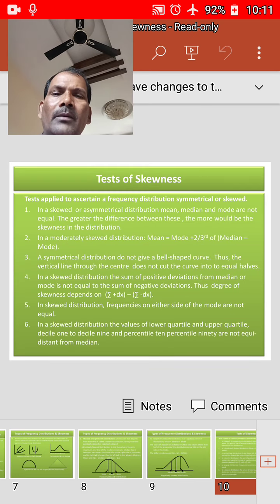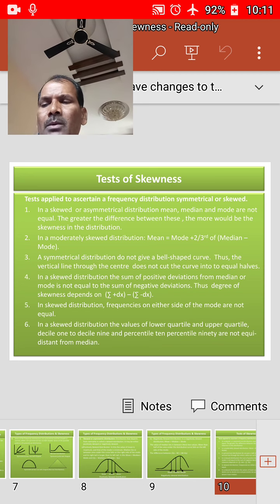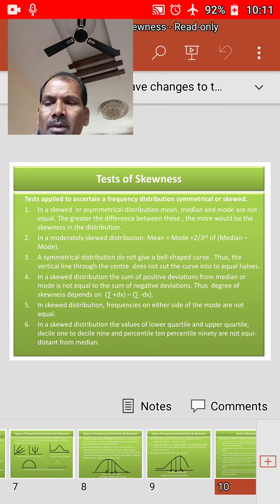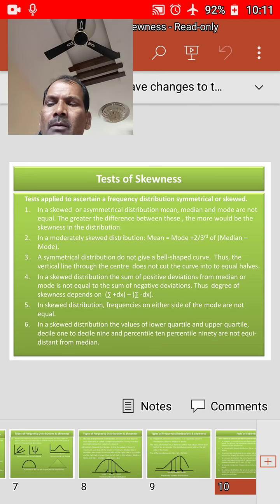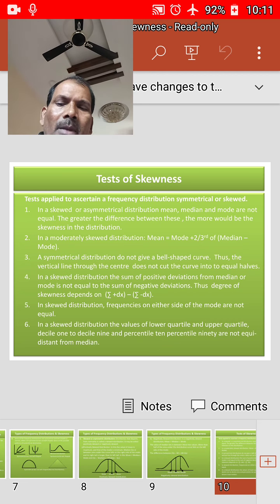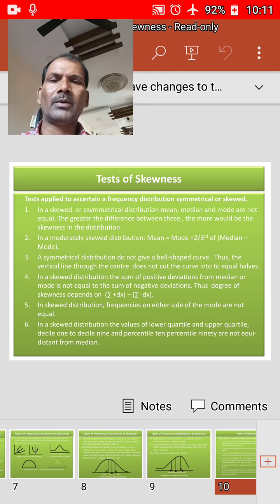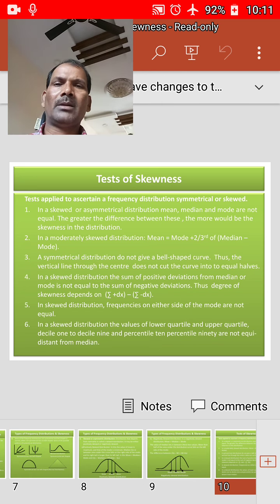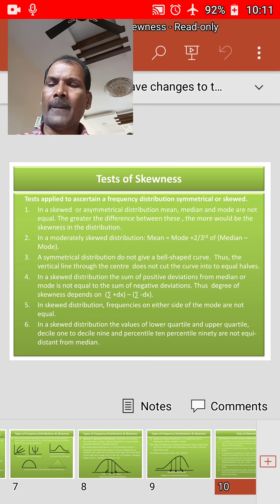Now we see tests of skewness. There are a few steps that can be applied to ascertain whether a frequency distribution is symmetrical or skewed. We can ascertain this with the help of a few tests. The first one is that in an asymmetrical, or skewed, distribution, mean, median and mode are not equal. This is the first thing we should look into: that mean, median, mode are not equal.